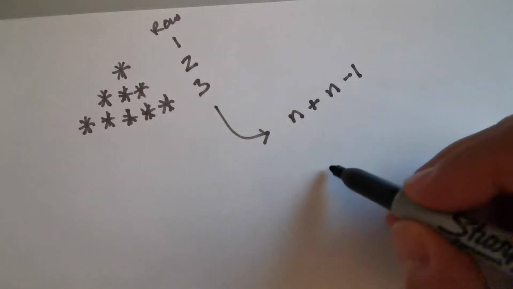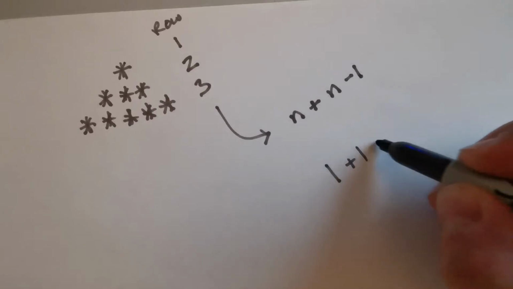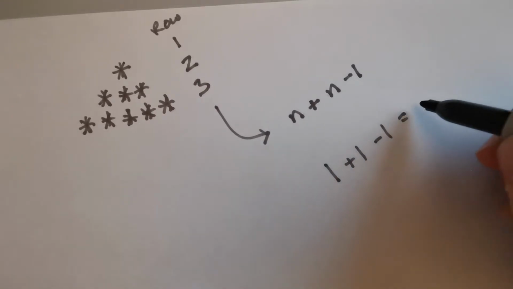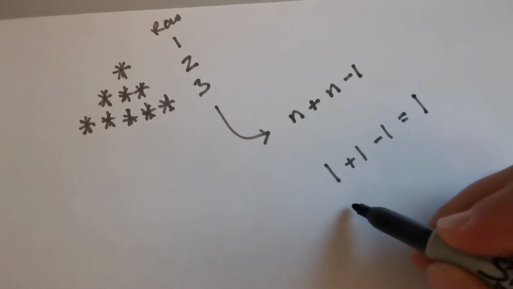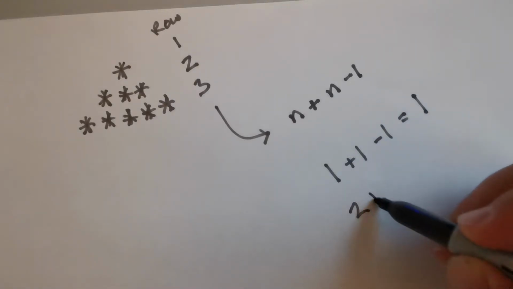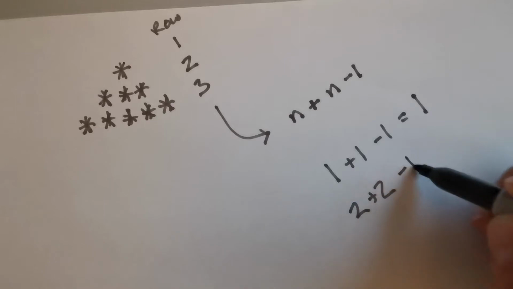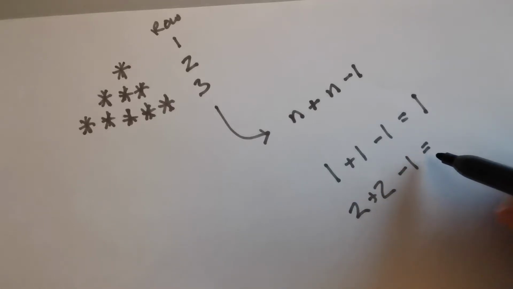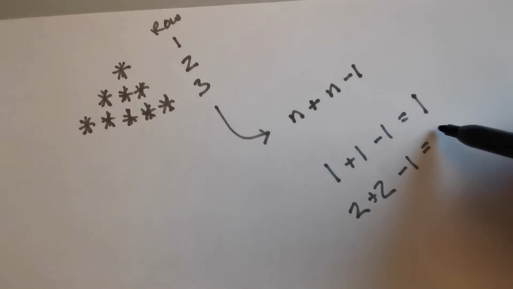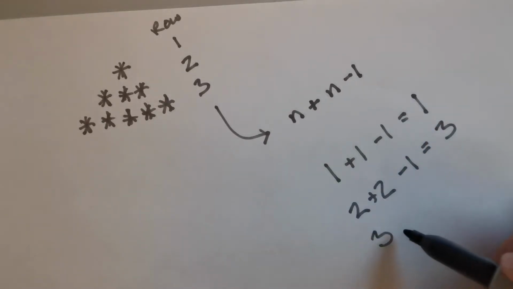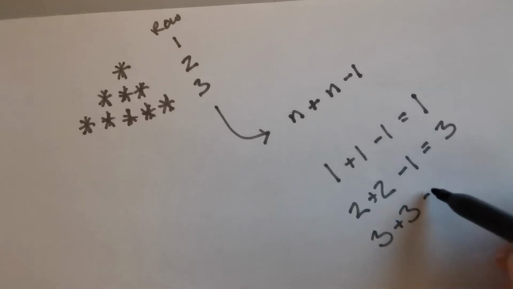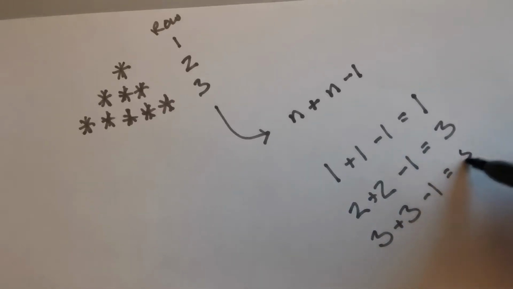So just to check that all works out, 1 plus 1 minus 1 is 1. Yeah. So there's one star in the first row. 2 plus 2 minus 1 is 3. So that gives us 3 stars in the second row. 3 plus 3 minus 1 is 5. So that seems to work out.